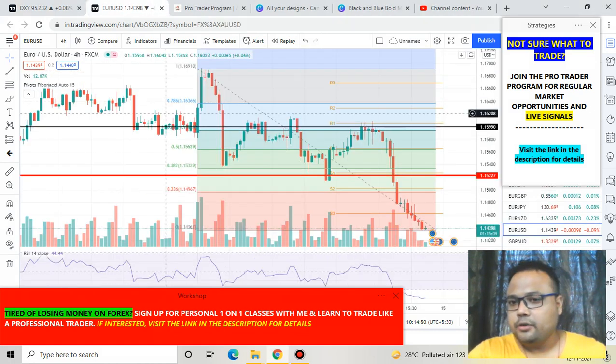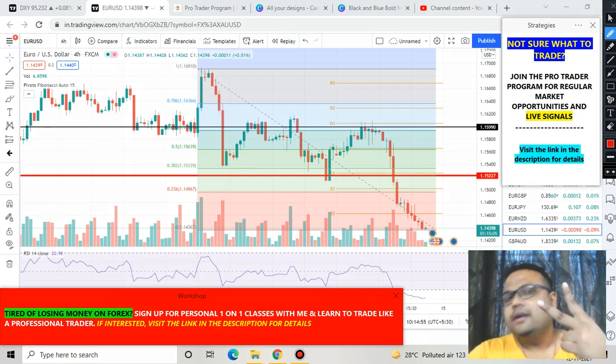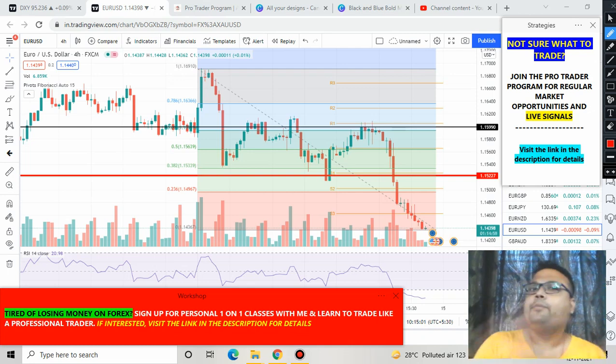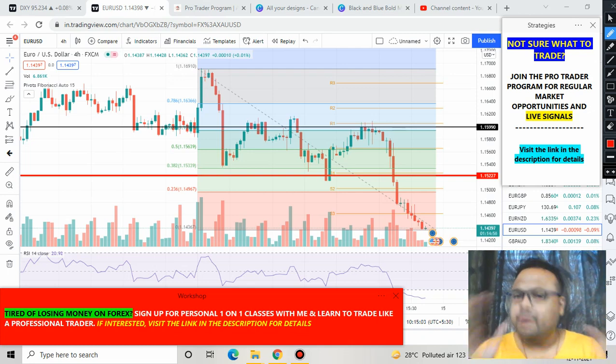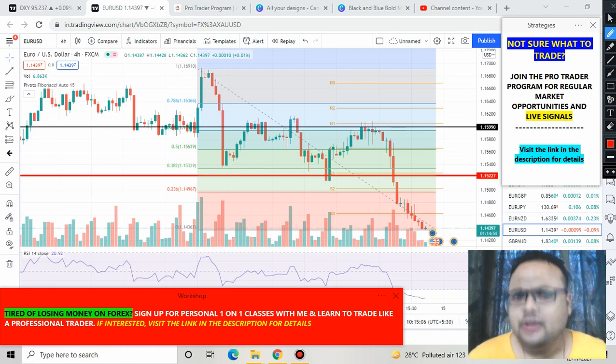And this is the chart of Euro USD. According to my analysis, we have two safe trading opportunities on the Euro USD chart right now. If you think there are other opportunities on the chart, please write down in the comment section. I would love to learn from you.